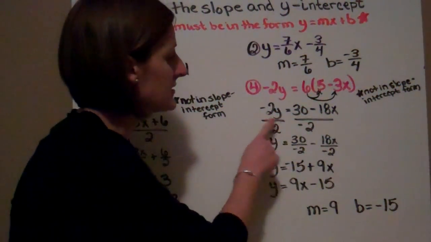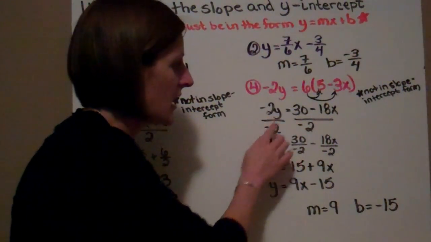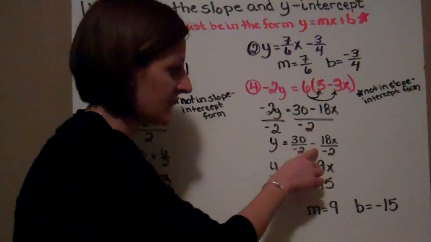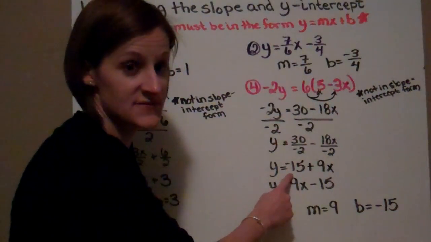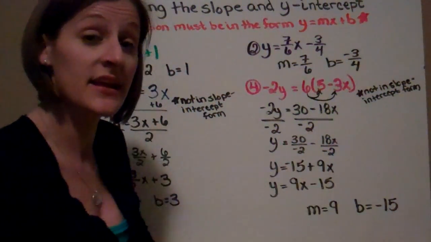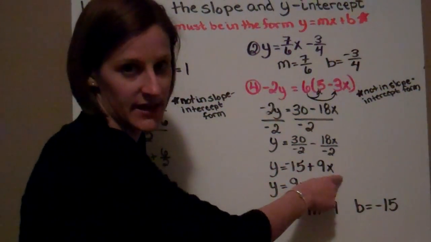Okay, so now I'm going to divide each side by negative 2. So this just becomes y. I've got 30 divided by negative 2, and I've got minus 18x divided by negative 2. 30 divided by negative 2 is negative 15, and 18 over negative 2 is a negative 9x, but remember I have a negative out here, so it becomes plus 9x.